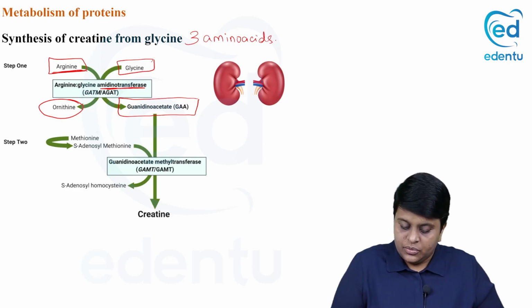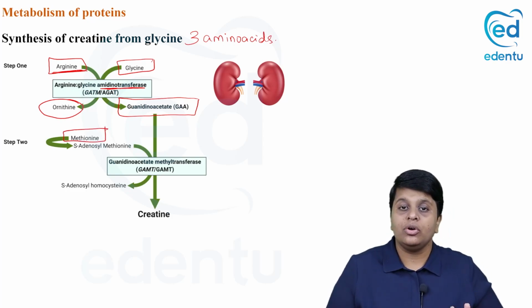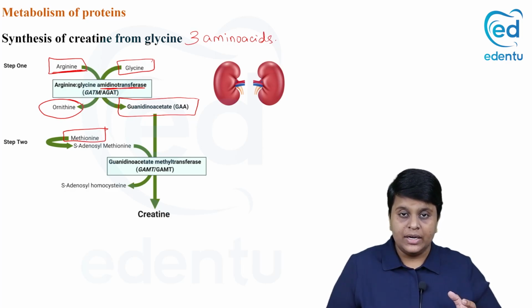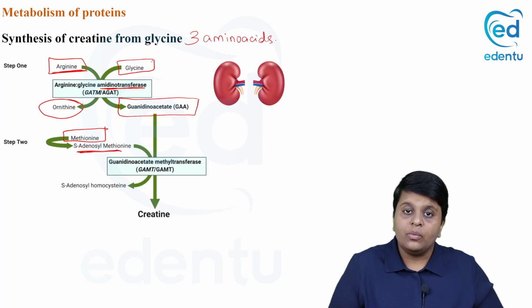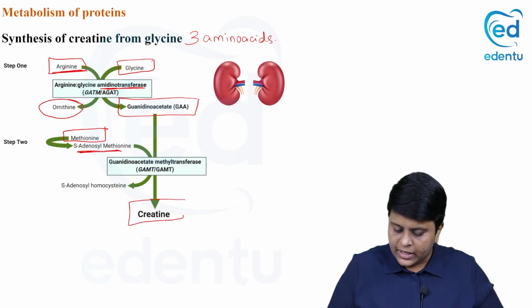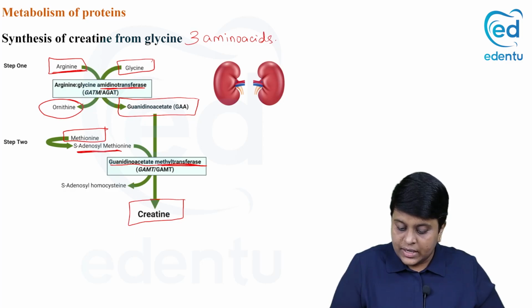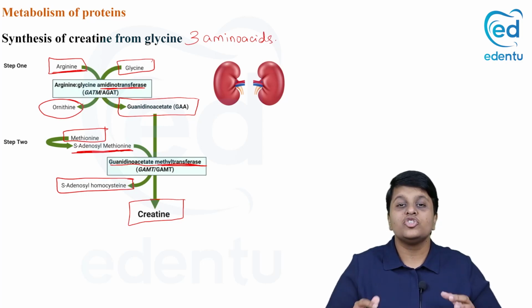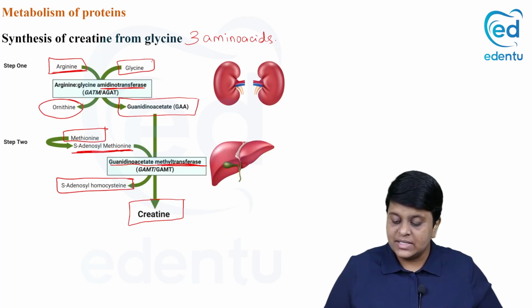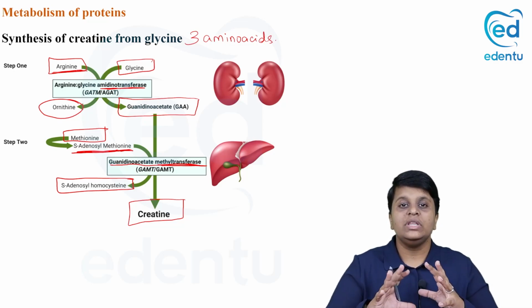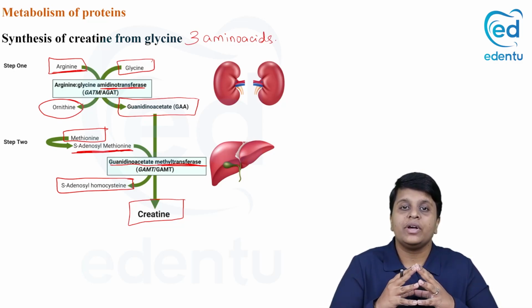Now the third amino acid, which is methionine. I told you already, methionine cannot come as such. It always performs its function in an activated form, that is S-adenosyl methionine. So methionine will be converted to S-adenosyl methionine, and it combines with guanidinoacetic acid to form creatine. The enzyme is guanidinoacetate methyltransferase. We have seen all the transmethylation reactions, right? So S-adenosyl methionine, after this methyltransferase, becomes S-adenosyl homocysteine. This is one of the transmethylation reactions, and this step occurs in the liver. So these are the 2 steps of synthesis of creatine.